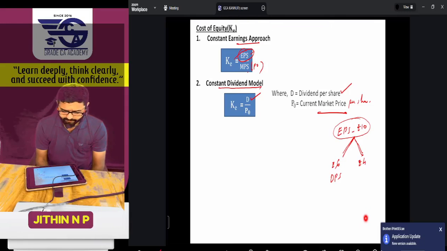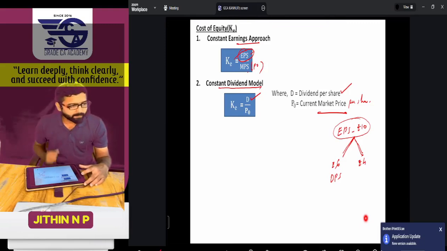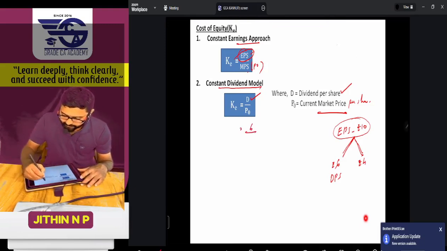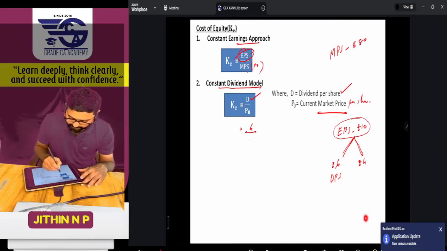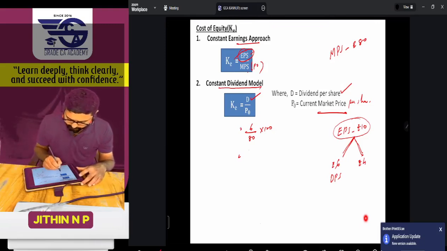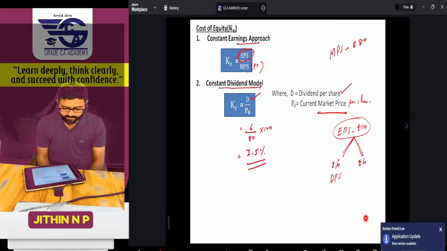Under the constant dividend model, K is DPS divided by MPS, or D divided by P0. Dividend per share divided by market price per share. Dividend per share in this example is rupees 6, and market price per share, as we discussed in the previous example, is rupees 80. 6 divided by 80 into 100. What is the percentage? It is 7.5 percent. 7.5 percent is K.